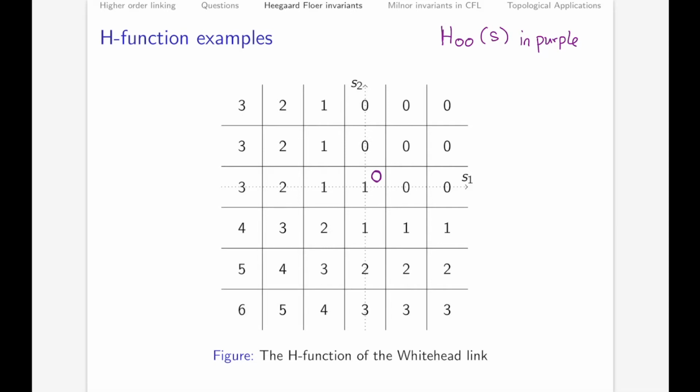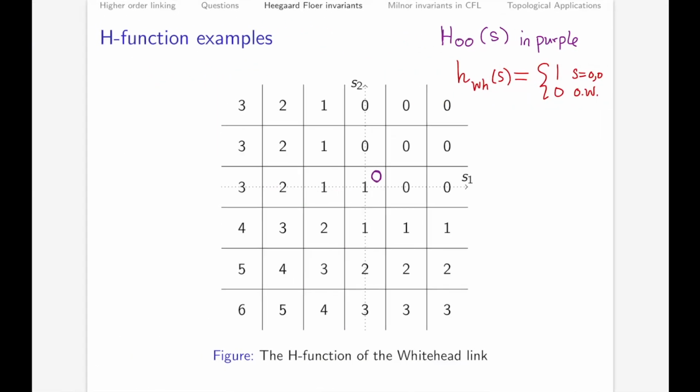So that means now I can write down little h. Little h for the Whitehead link is going to be 1 if I'm in lattice point (0,0), and it's going to be 0 otherwise. So it's much nicer to work with the little h function of the Whitehead link. It's compactly supported. It's equal to 0 except at (0,0) where it's equal to 1, which is just easier to get a handle on.